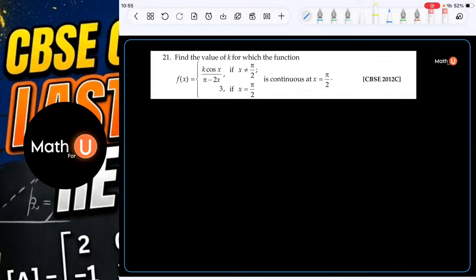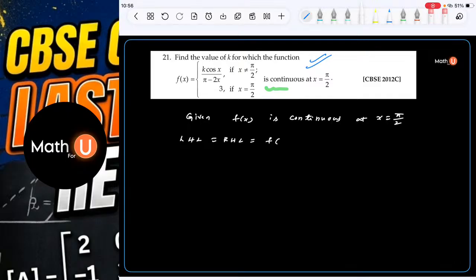Okay, this is the question. This question is repeated so many times, a very important question. Here they also provided that the function is continuous. Given f of x is continuous, you should write this sentence first: at x equal to pi by 2, if it is continuous, then left hand limit is equal to right hand limit is equal to functional value at pi by 2. Then first find the left hand limit.